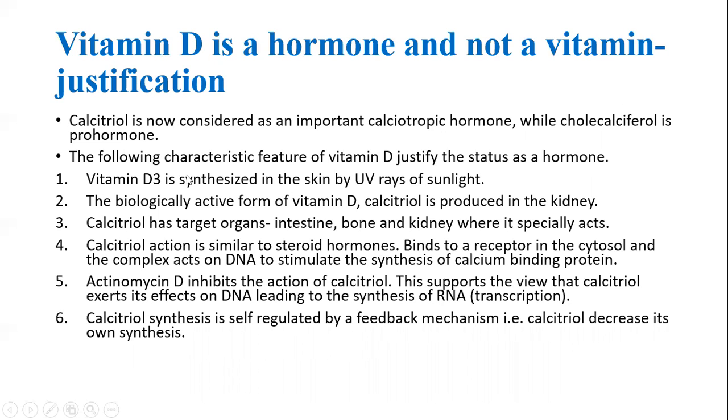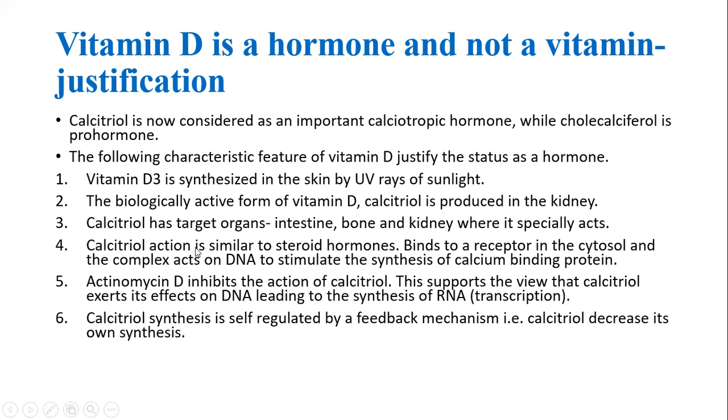First characteristic: vitamin D is synthesized in the skin by UV radiation. Like a hormone, it is secreted by a separate gland and acts on different target organs. Like that hormone, vitamin D3 is synthesized in the skin by the UV radiation produced by sunlight, and its active form, calcitriol, is synthesized in the kidney. The target organs of calcitriol are the intestine, bone, and kidney, where it specifically acts.